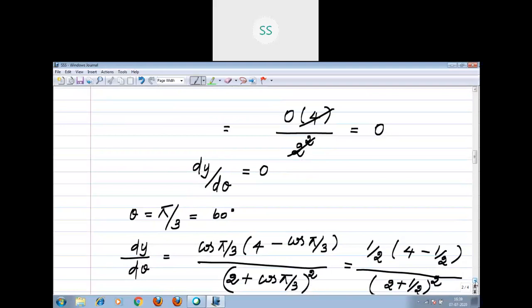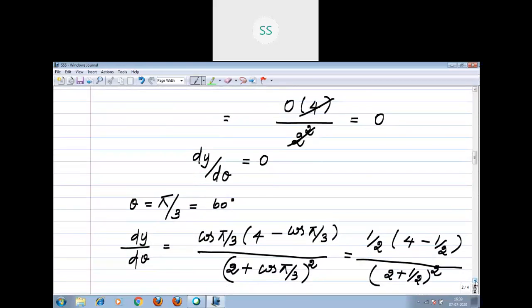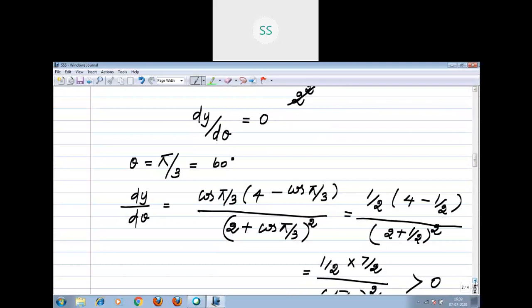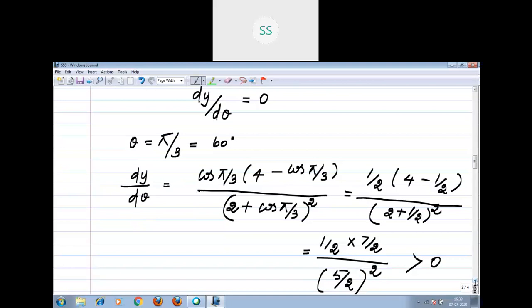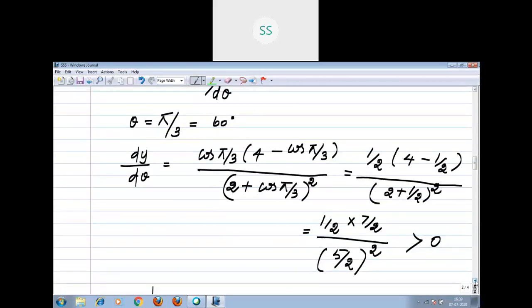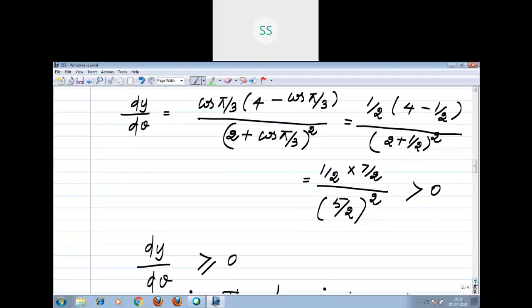Cos pi by 3 is 1 by 2. So 1 by 2 into 4 minus 1 by 2 divided by 2 plus 1 by 2 the whole square. Then 1 by 2 into 7 by 2 divided by 5 by 2 the whole square. Definitely the fraction is positive. You arrive at the result greater than 0. Therefore, you are comparing all the three things. Final conclusion is greater than or equal to 0. Comparing all the things, it implies dy by d theta is greater than or equal to 0. So what is your solution?